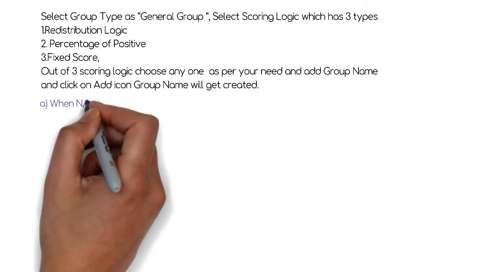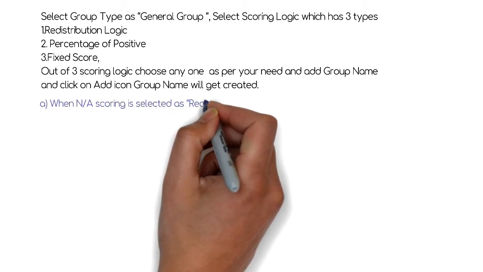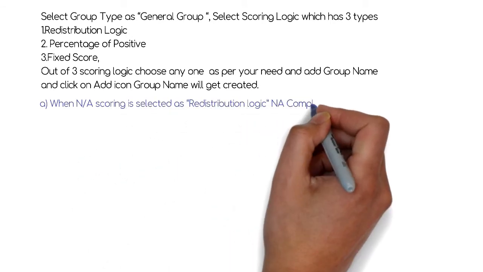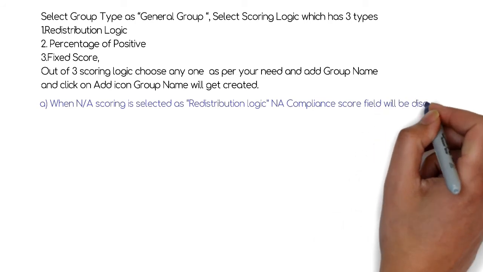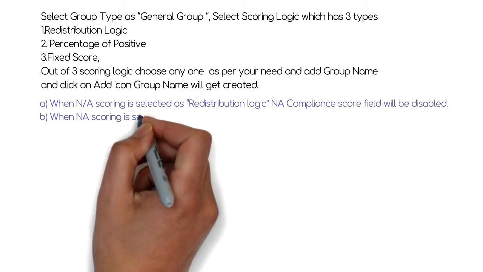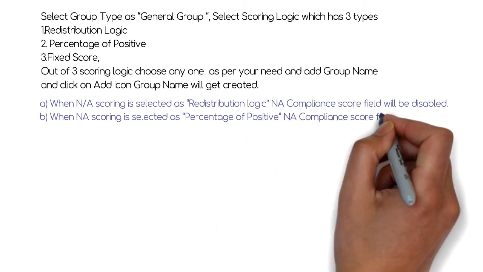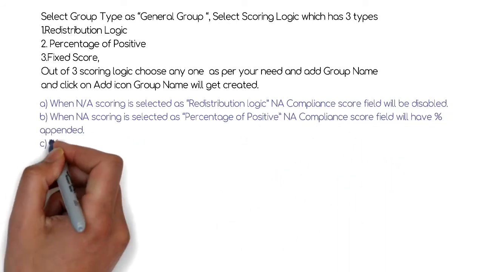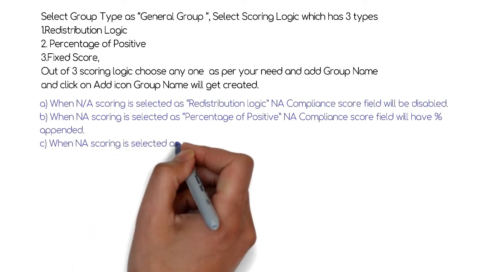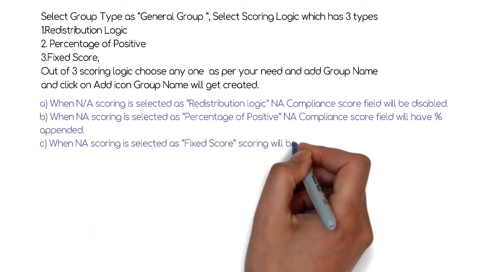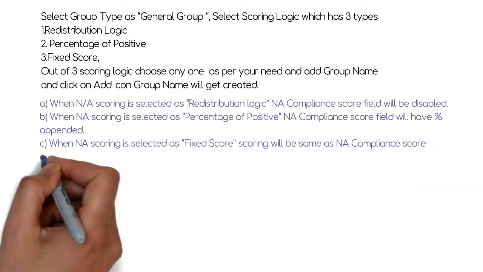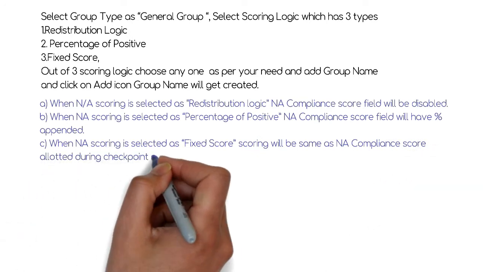A. When NA scoring is selected as Redistribution Logic, the NA Compliance Score field will be disabled. B. When NA scoring is selected as Percentage of Positive, the NA Compliance Score field will have a percentage appended. C. When NA scoring is selected as Fixed Score, scoring will be the same as the NA Compliance Score allotted during checkpoint creation.